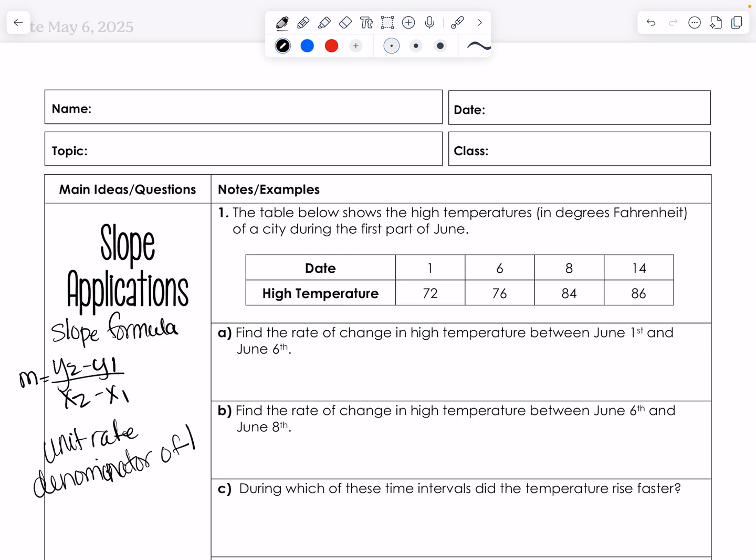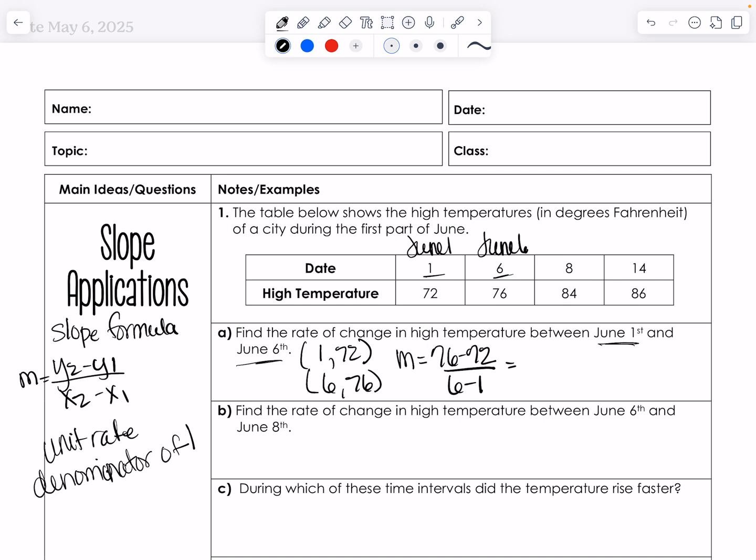So in the first one, you're going to find your ordered pairs. It says find the rate of change of high temperature between June 1st and June 6th. This is June 1st. This is June 6th. And so on June 1st, you have the ordered pair of 1 and 72. And then you have 6 and 76. Use your slope formula. M is equal to 76 minus 72 over 6 minus 1.